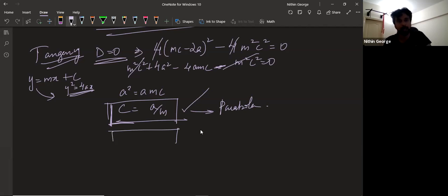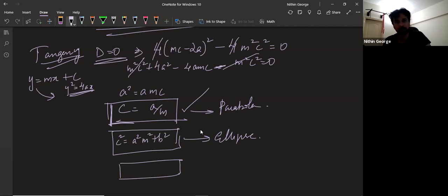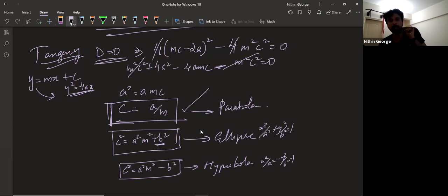Similarly, using D equal to 0, so this is for the parabola. For an ellipse and hyperbola also we can find the condition. For an ellipse, we get the condition c square equal to a square m square plus b square. For a hyperbola, we get c square equal to a square m square minus b square. Just replace b square with minus b square. Okay, this is the condition of tangency for a standard hyperbola, x square by a square minus y square by b square equal to 1. I hope this was crystal clear to all of you.